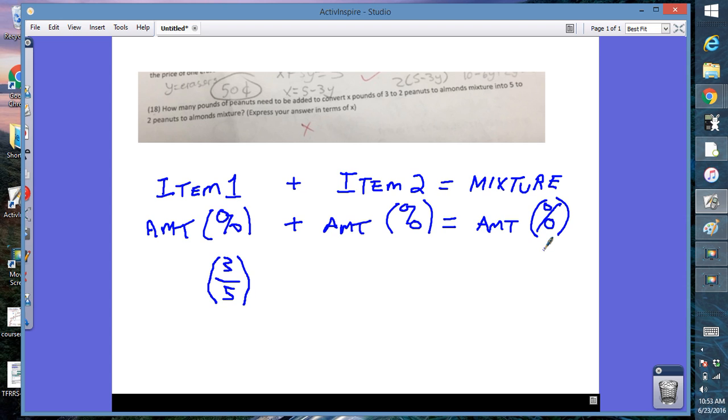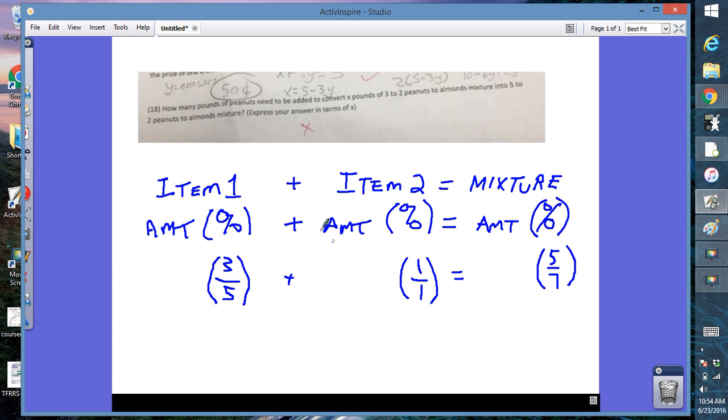All right, and we want to end up with a mixture that has 5 peanuts out of the total, which would be 7. Now we're mixing pure peanuts. This is kind of like the acid problem we worked with yesterday. We're mixing pure peanuts, so 1 out of every 1 item that we're adding is a peanut, which is just 1. Okay, so those are our percentages.